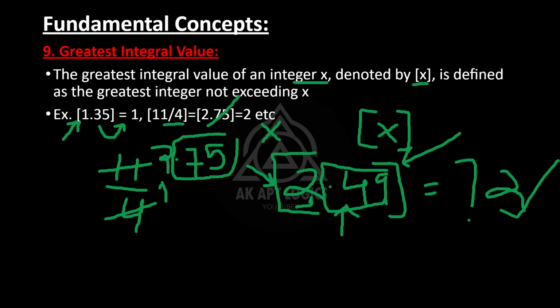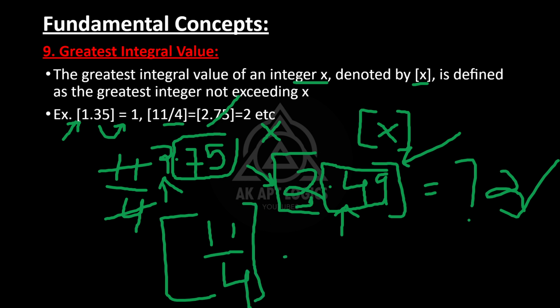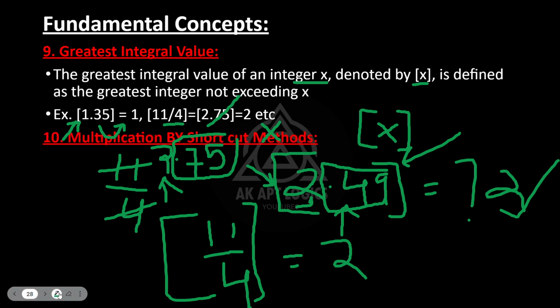So we will neglect the decimal part, and the remaining integral part is 2. So the integral part of the value 11 by 4 will be given as 2, right? Whenever you are given a fraction, you have to convert it into a decimal, then you will get to know what the integral value is. Okay, the next thing.